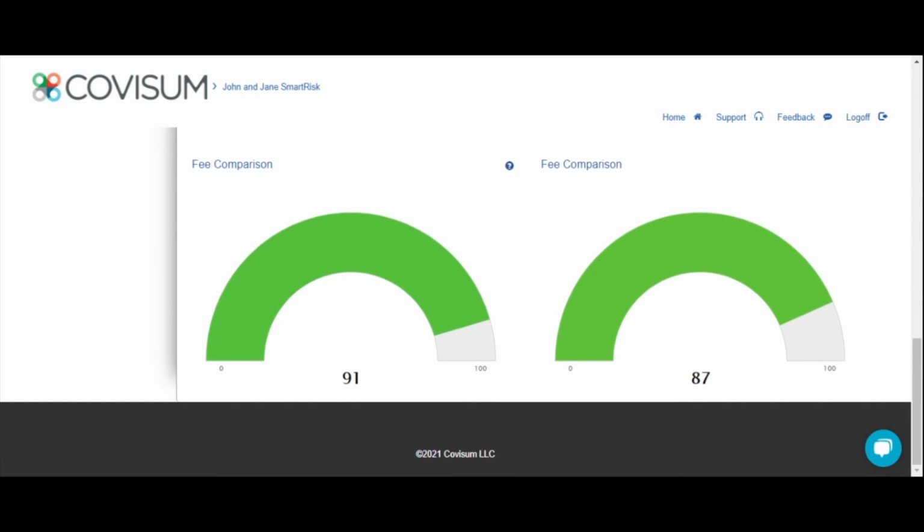And finally, we scroll down to the fee comparison. We can see that the proposed portfolio is well into the green. It's actually more fee efficient than 87% of the other holdings that could have been used to construct the portfolio. This is very similar to the current portfolio. The goal with these four metrics is to equip you as the advisor to have a conversation that keeps your client focused on the long term.